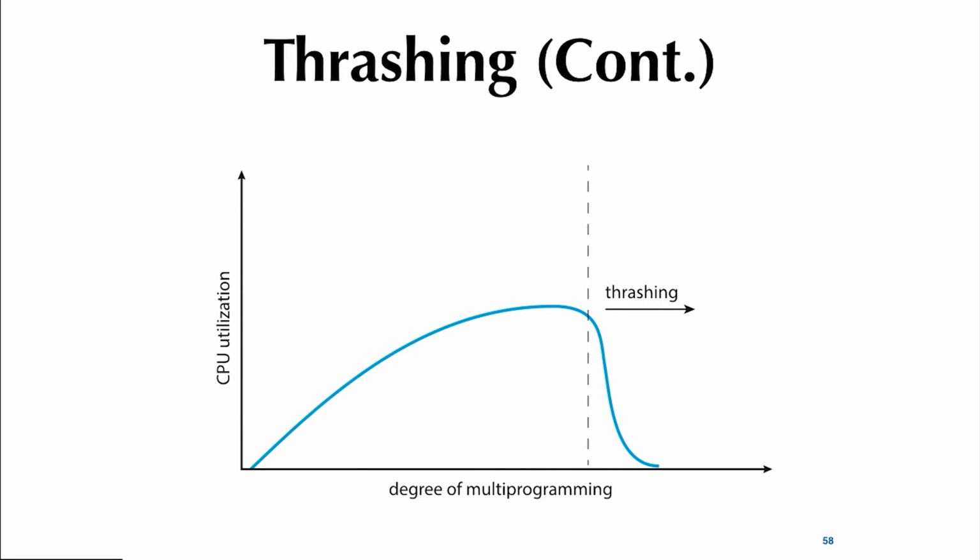And so, as you can imagine, if you increase the degree of multiprogramming, you increase CPU utilization, but up to a certain point, when the memory demand increases, it becomes thrashing, and CPU utilization drops. Why? Because it's doing nothing but swapping pages in and out, right?